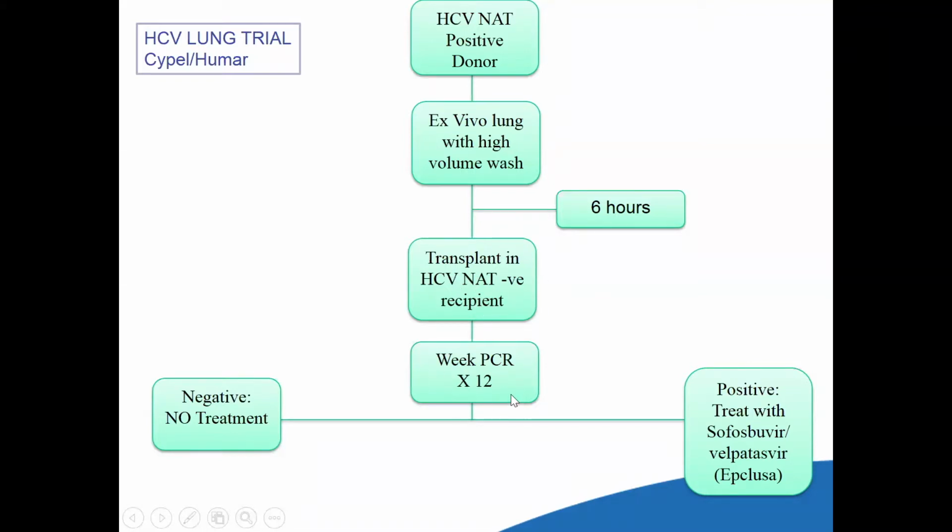We did weekly PCR. And as soon as they became positive, once they had 2 positives in a row, we treated with Epclusa, which is a commonly used pan-genotypic Hep C regimen. The typical treatment with that is one pill a day of Epclusa for 12 weeks.